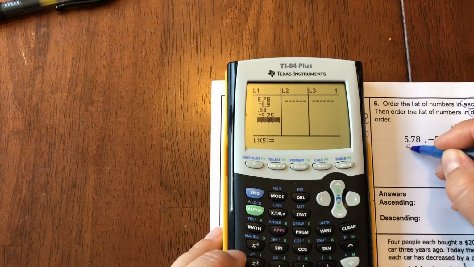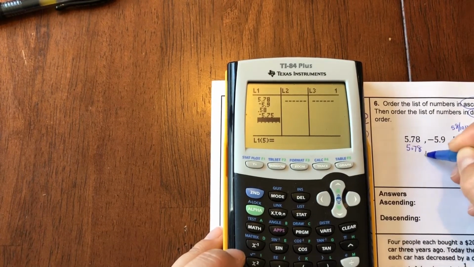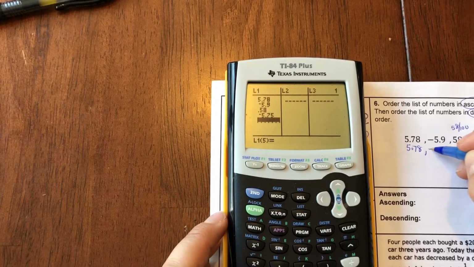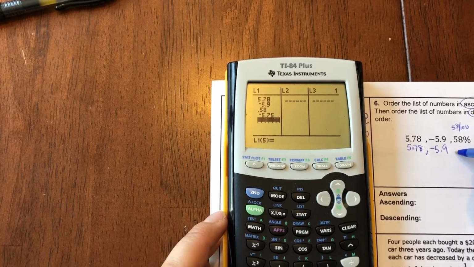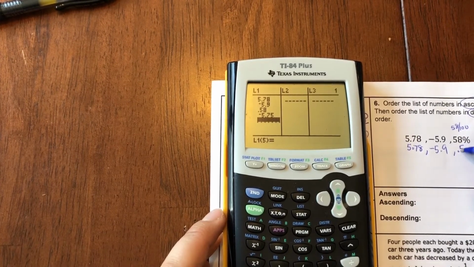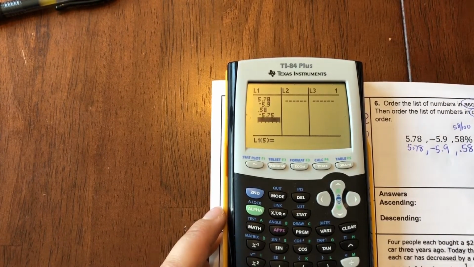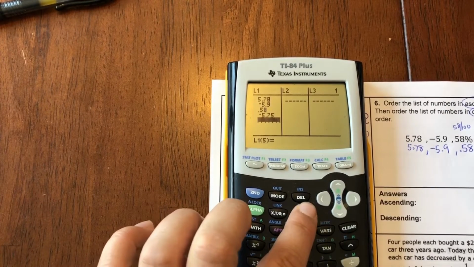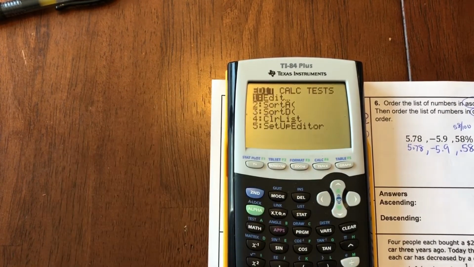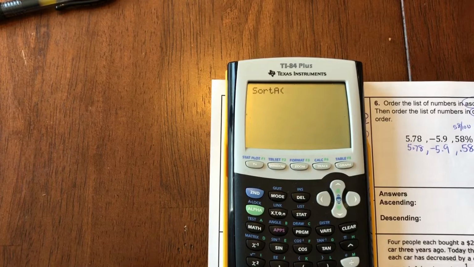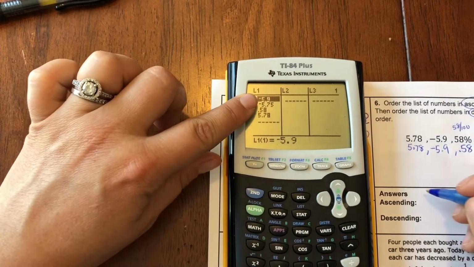So you want to make sure you write down your decimals before you sort them. This was negative 5.9. This was 0.58. And then this was negative 5.75. So first we're going to put in ascending order, sort A, stat, sort A, list 1, done. And so there's my ascending order.